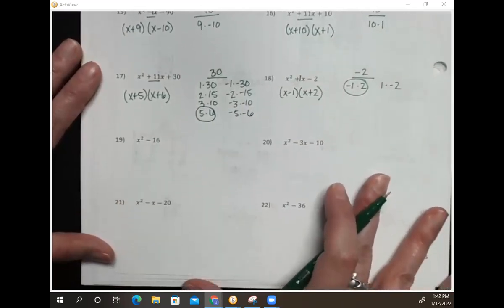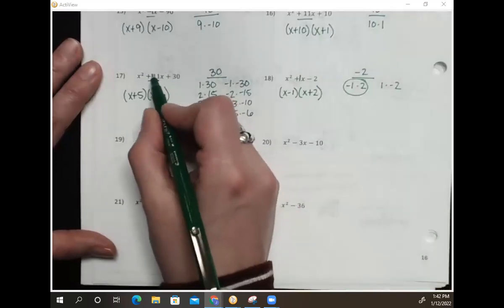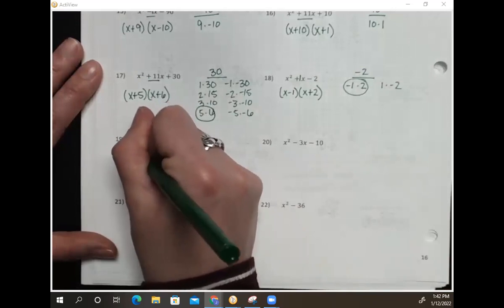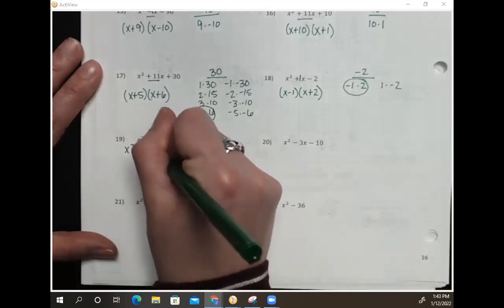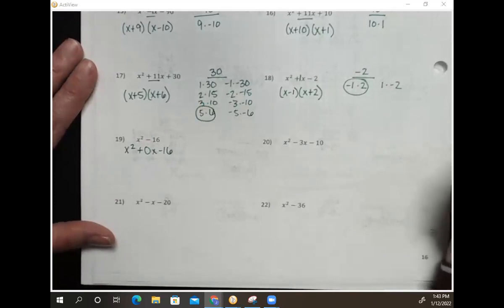Number 19 is a little different. What's different about number 19 from everything that we've seen so far? That middle term is missing, right? I don't have that b. So to start, I want us to think of this problem this way, and then we'll talk about another option that we have.